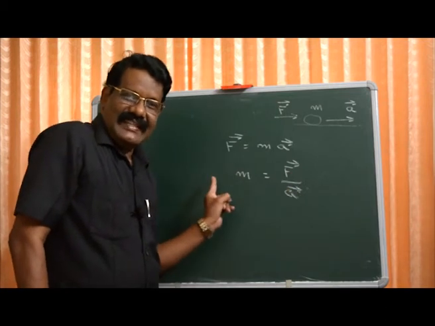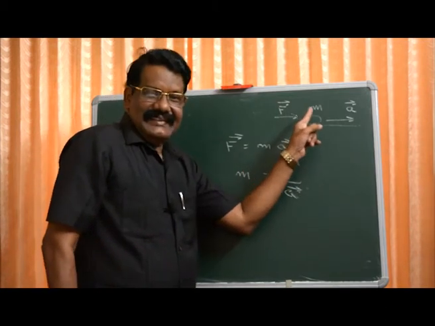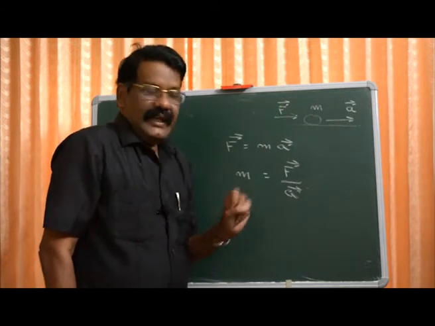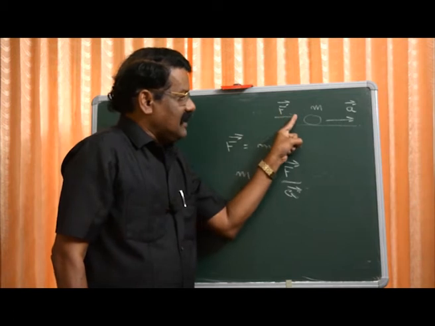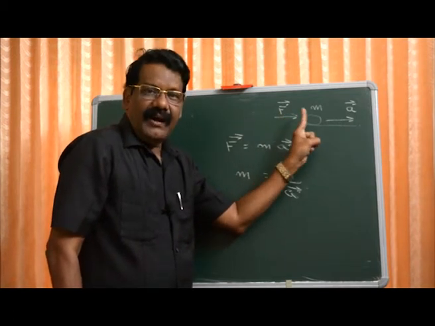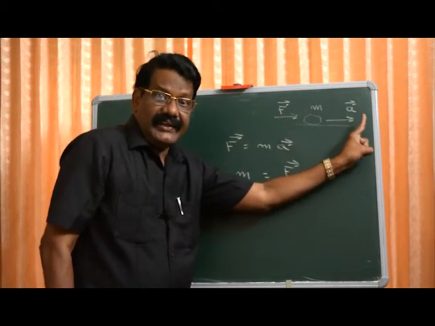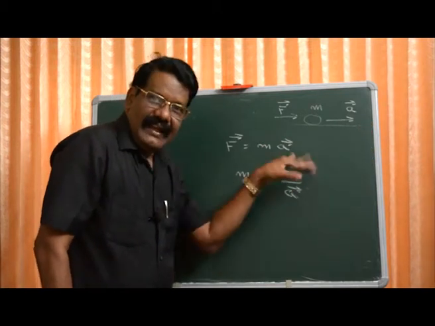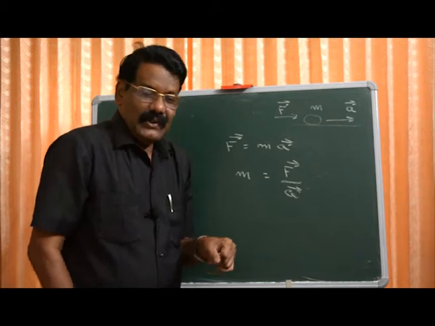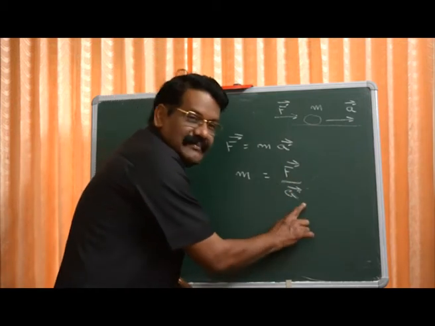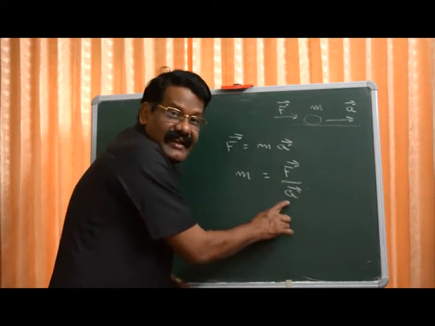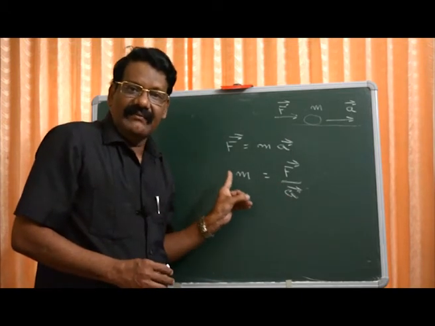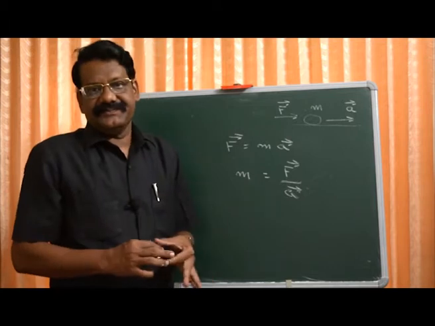Let me repeat once again. Since the ball is kept in an isotropic medium, if you apply a force in a particular direction, the ball acquires an acceleration in the same direction. So F and A will have the same direction. So these two directions get cancelled. So what remains is a scalar. So on the right hand side, there is a scalar we call mass.